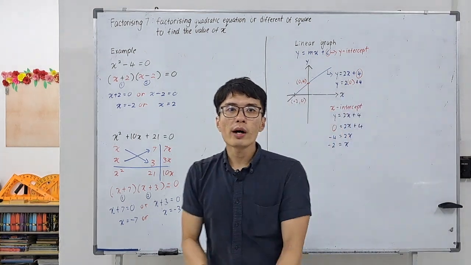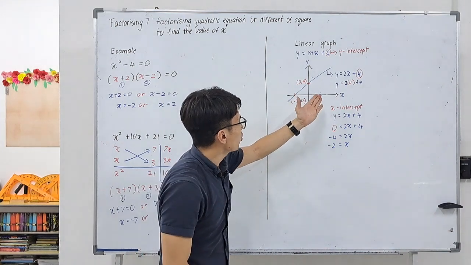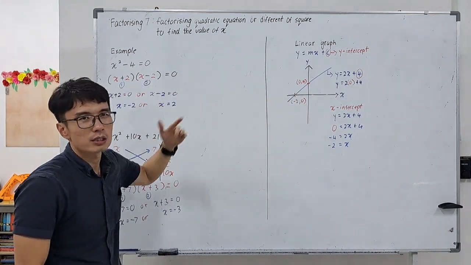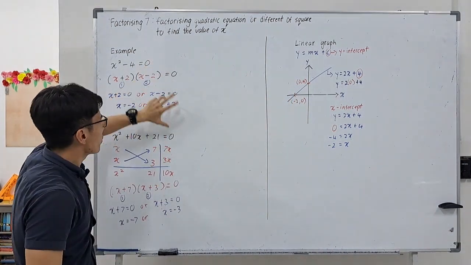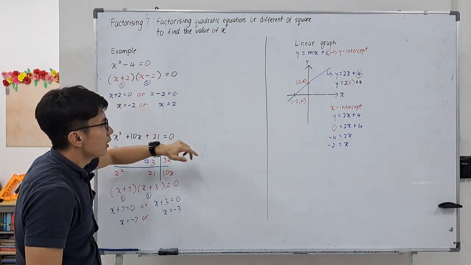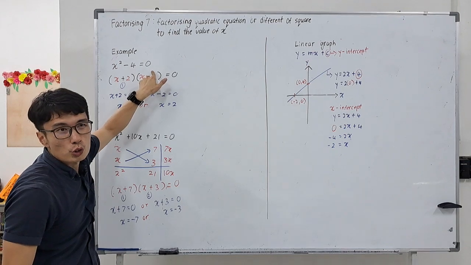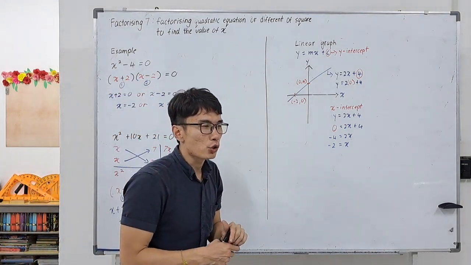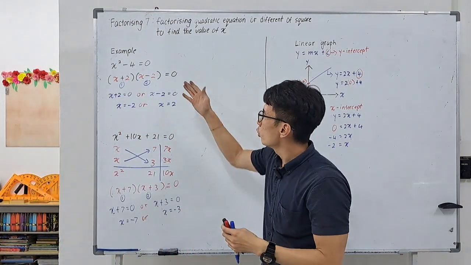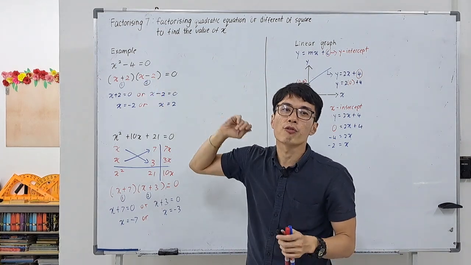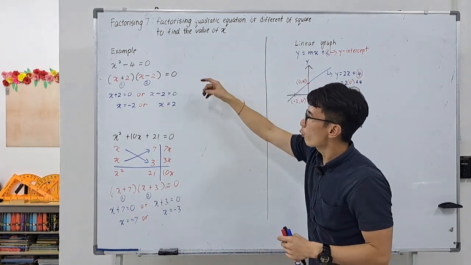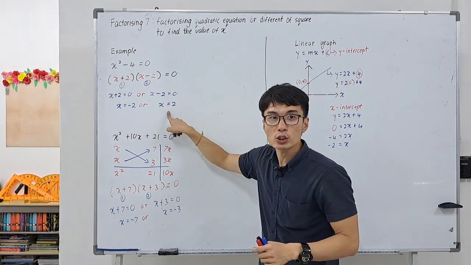Now, why am I showing you this and how do I relate this with this? Again, what are we looking at? This is a linear equation. This is a quadratic equation. When you look at a quadratic equation, eventually you will look at it as a graph. And why are we interested to find the value of x over here?